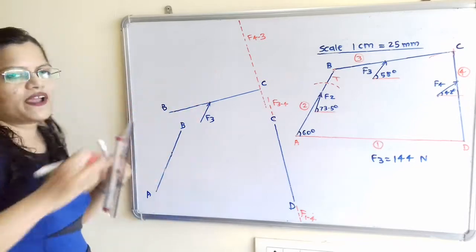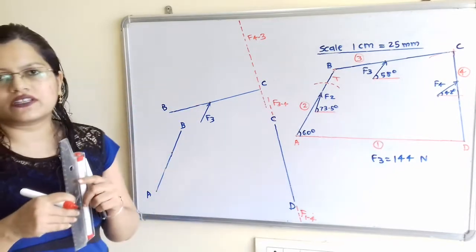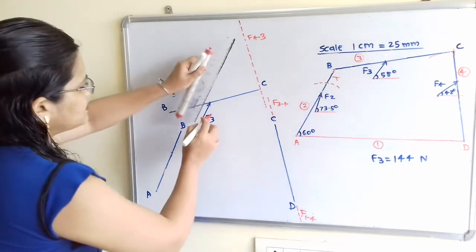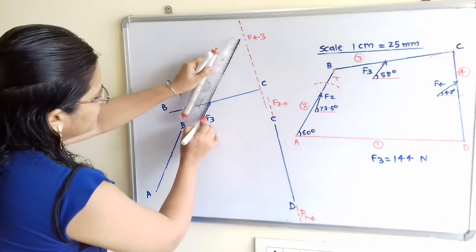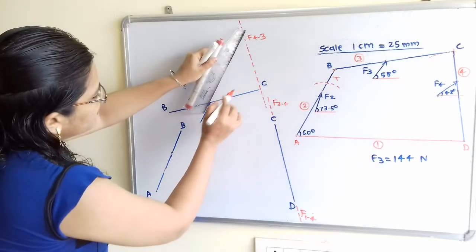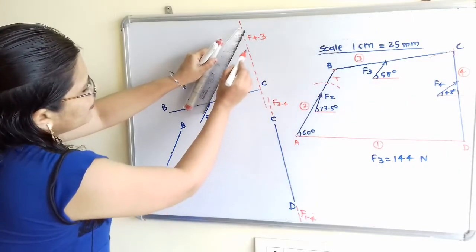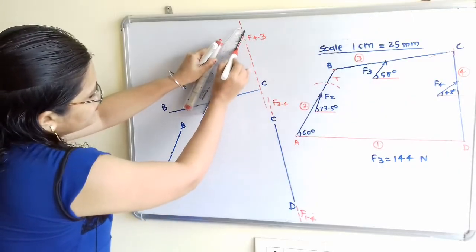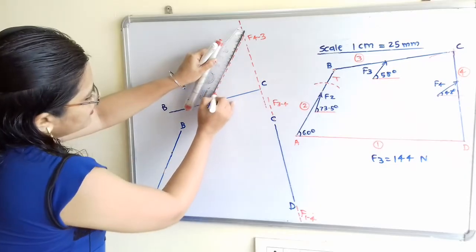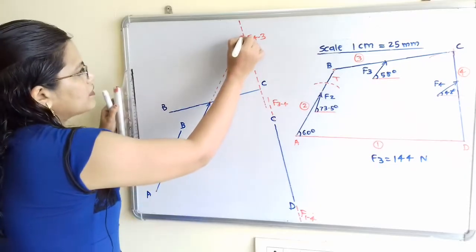So we will first find out which is the concurrent point. So I will extend this direction of F3, that is this F3 line, which will intersect this line of action of F4 to 3. So this point of intersection is the concurrent point.